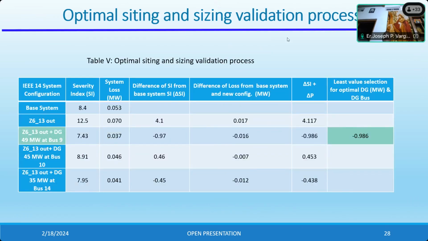Optimal siting and sizing validation process. We have considered that line number 613 is in outage condition, and a 49 megawatt DG is placed at bus 9, and the severity index has become 7.43. The system loss is 0.37. The difference of the severity index from the base system is a negative value, and here also the difference in loss between the base system and the new configuration is negative. From this, it is also seen that the severity index as well as the system loss is reduced when we penetrate 49 megawatt DG at bus number 9 in the outage condition of line number 613.